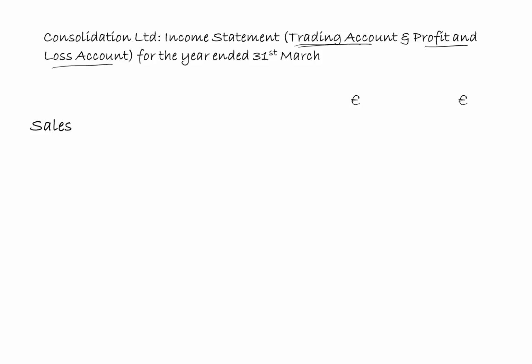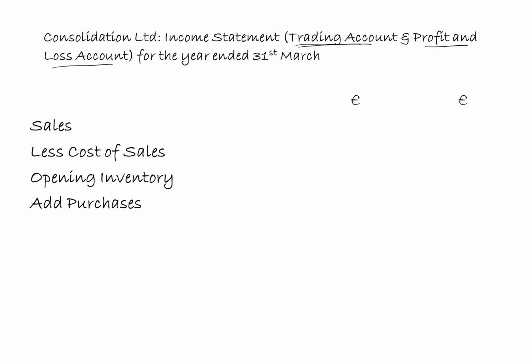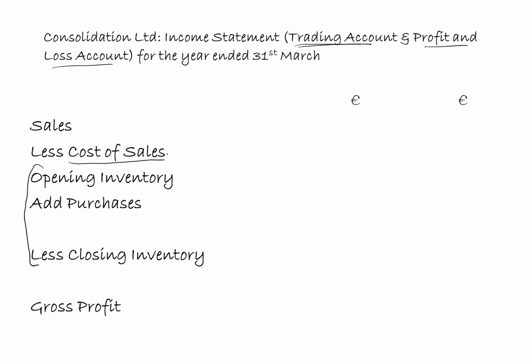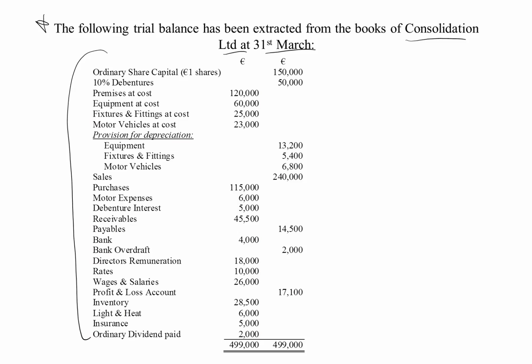So the trading account will be sales less the cost of sales. The cost of sales made up of the opening inventory, add on the purchases, take away the closing inventory. So this gives us the cost of sales figure here, and we take that away from the sales, we get the gross profit. So what I'm going to do is go back to the question and pick out the information I need.